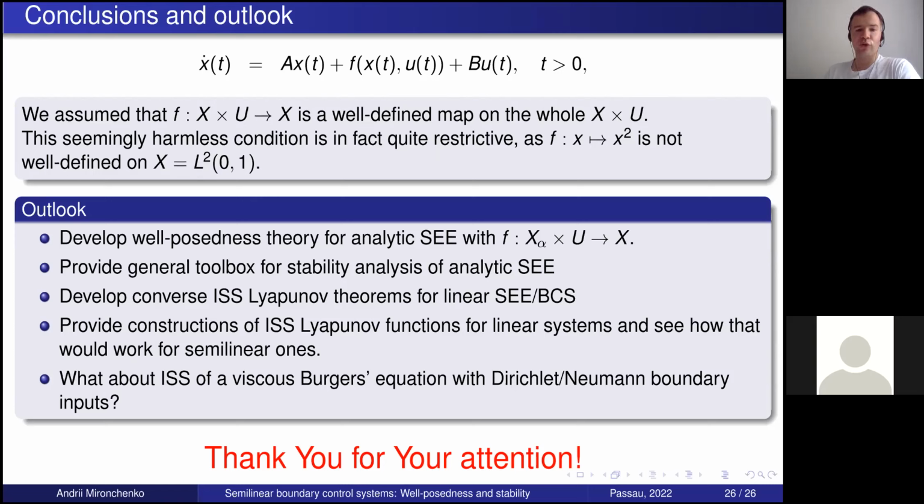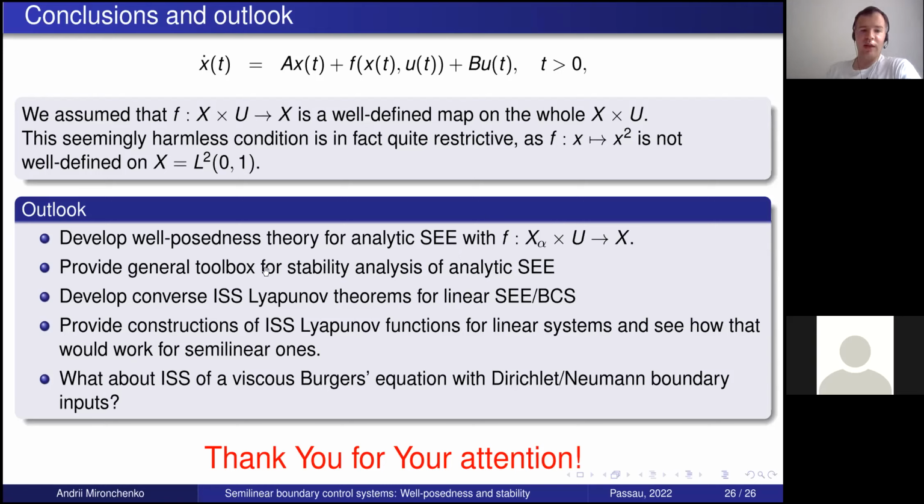But what one could do is consider such a theory for analytic systems, where F does not have to be defined on the whole space X, but just on some space X_alpha, a fractional space, which is something in between the domain of A and the whole space X. It is enough that F is defined just on this set to make a nice well-posedness theory. Clearly we would like then to provide a general toolbox for analytic systems.